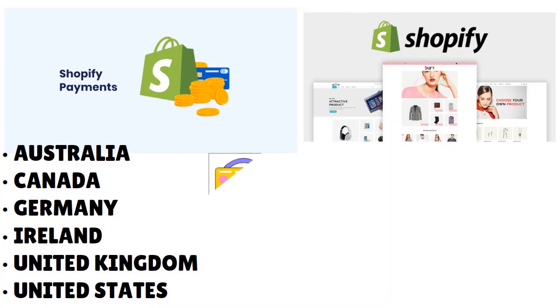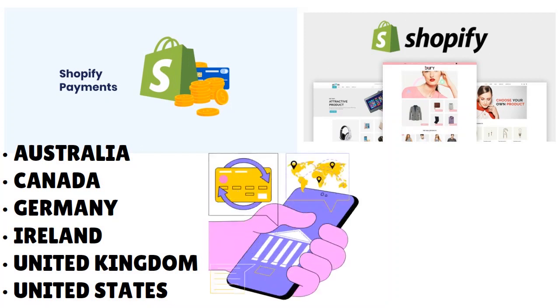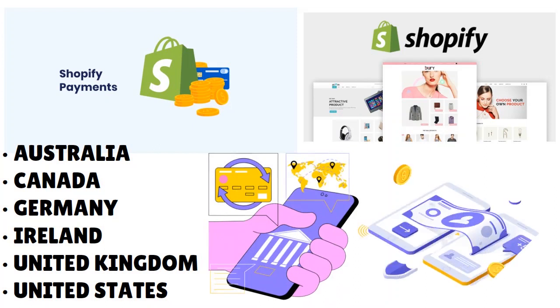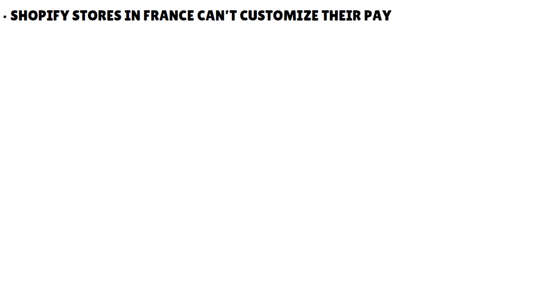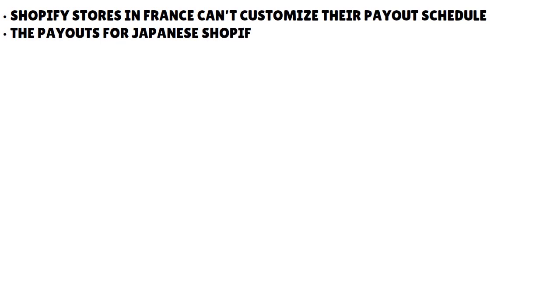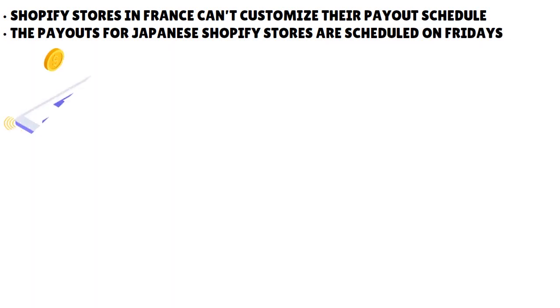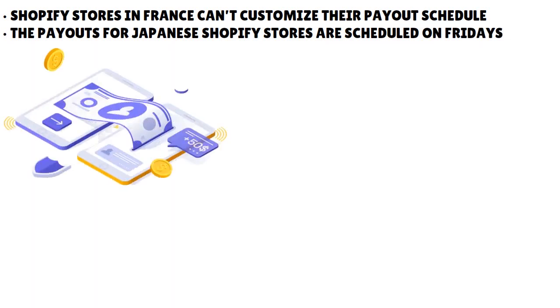That's it. And so Shopify Payments does not hold your money. You'll receive a customer payment in your bank account the same business day. However, you have the option to schedule your payouts. Once you change your payout schedule, pending payouts are delayed until your next schedule date. There are two countries that have different payout schedule rules. Shopify stores in France cannot customize their payout schedule, and the payouts for Japanese Shopify stores are scheduled on Fridays by default, but they can choose to be paid weekly or monthly. So this is totally up to you. It really depends on what works for you in this case.